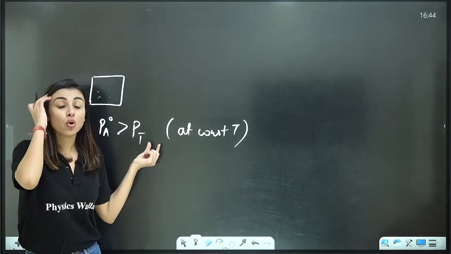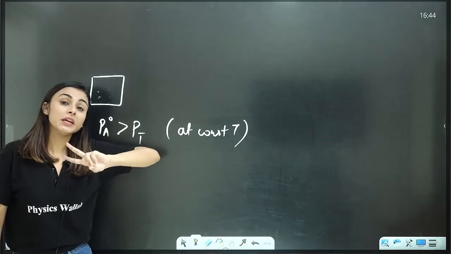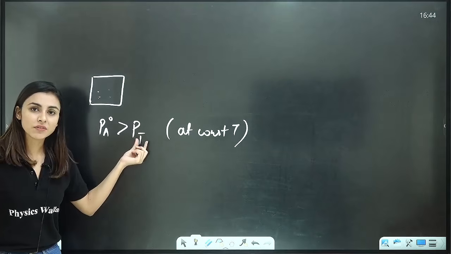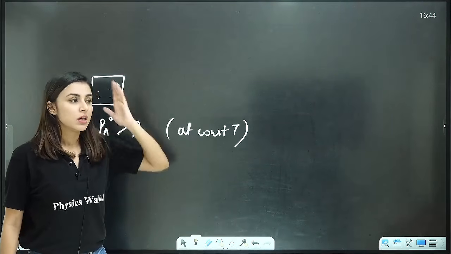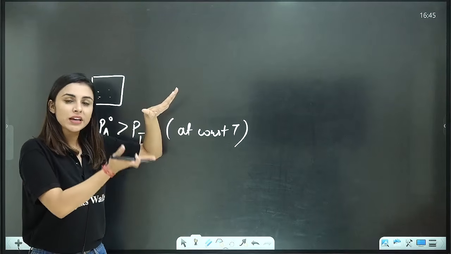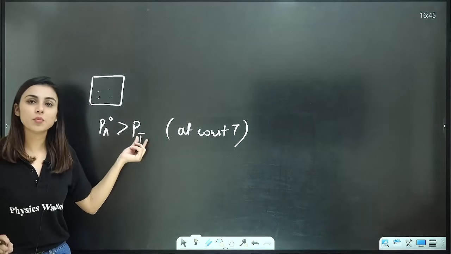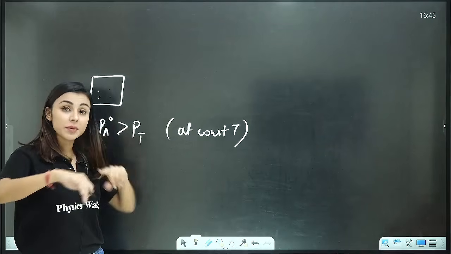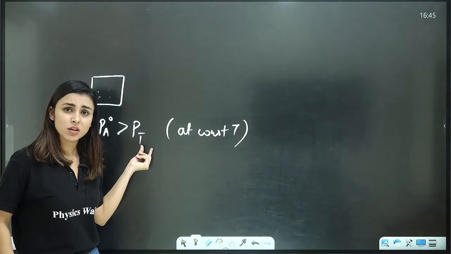What can you say, my dear students? That PA naught will be equal to the atmospheric pressure before P total will be equal to the atmospheric pressure. If you have one atmospheric pressure as your outside pressure and you are increasing the pressure by increasing the temperature, you know that PA naught will always be more than P total. Then at some temperature T, PA naught will be equal to the atmospheric pressure beforehand, and then P total becomes equal.